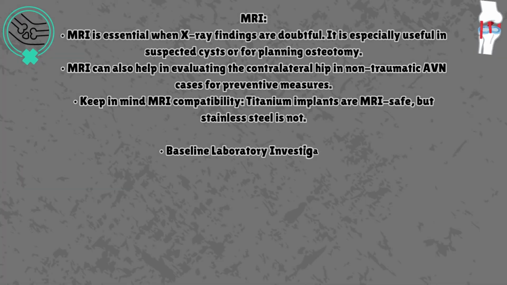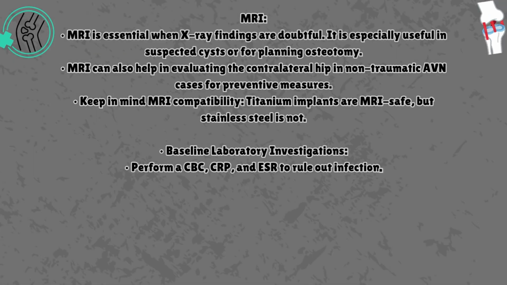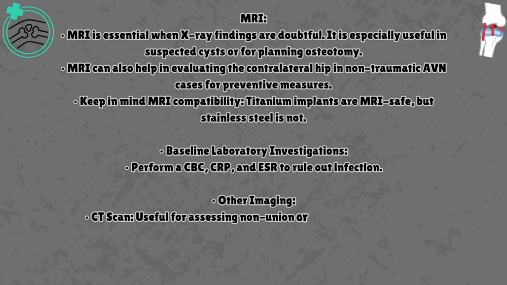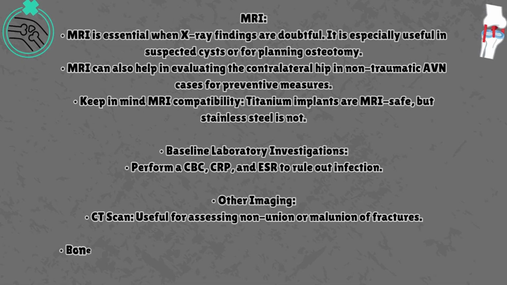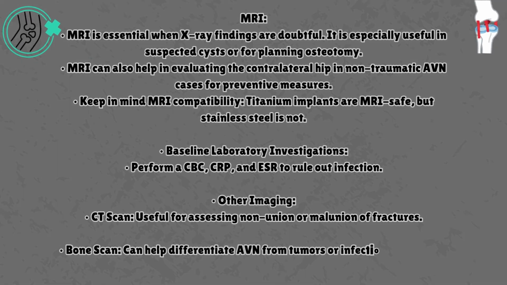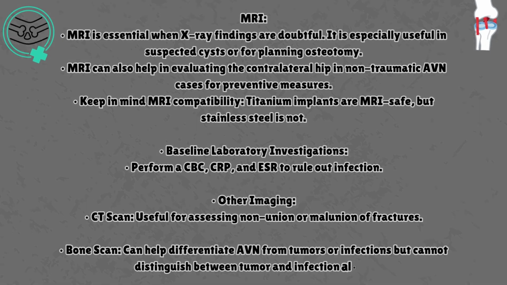Baseline laboratory investigations. Perform a CBC, CRP, and ESR to rule out infection. Other imaging. CT scan, useful for assessing non-union or malunion of fractures. Bone scan, can help differentiate AVN from tumors or infections but cannot distinguish between tumor and infection alone.